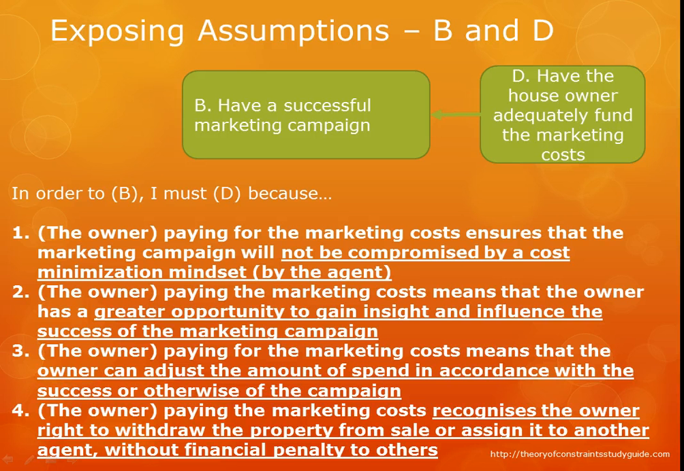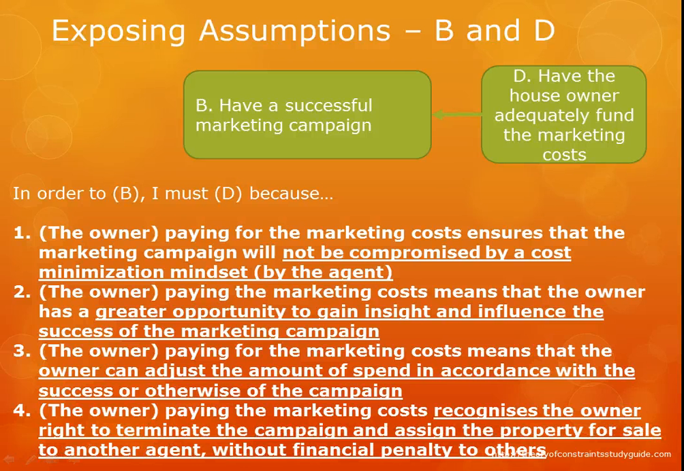And finally, the owner paying the marketing costs recognises the owner's right to withdraw the property from sale or assign it to another agent without financial penalty or negotiation with other parties, such as if the agent had paid for that marketing costs. And finally, where the owner pays the marketing costs, recognises that the owner's right to terminate the campaign and assign the property for sale to another agent without financial penalty to others is another example of an assumption that underpins the relationship between B and D.